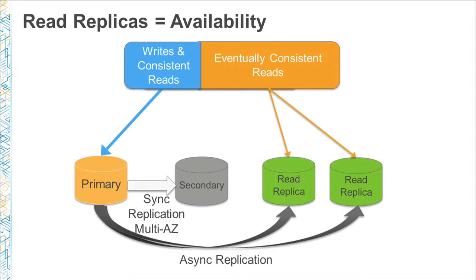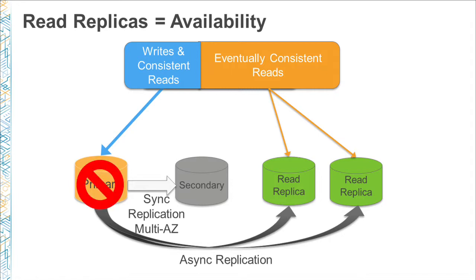Let's say you had a blog application. Well, your writers need to write, so they would be in that blue writes, and they want to consistently see what they just wrote. But everybody reading your blog doesn't need to see the absolutely last updates that were done, right? So you could have them go read from the read replicas. And by doing this, you basically increase your read availability.